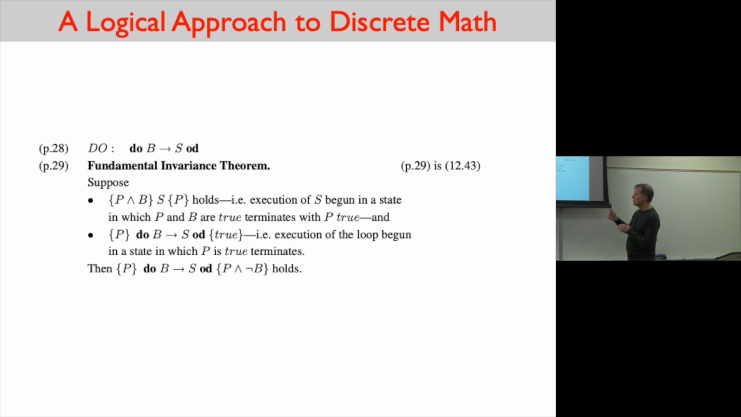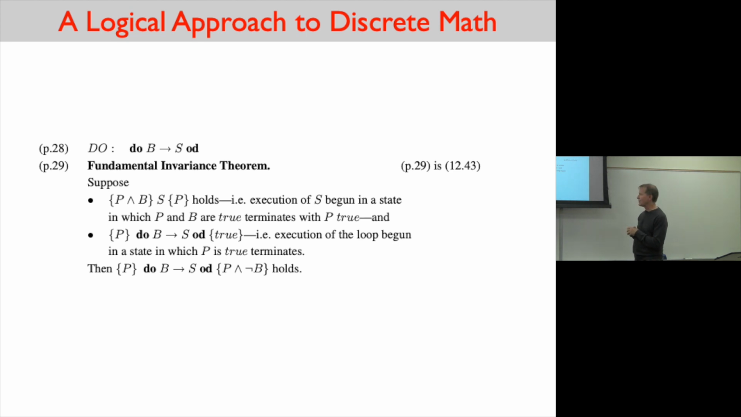And also, suppose that we have the following Hoare triple, {P} do B arrow S od {true}, in do guard B, if B then statement S. That is, execution of the loop begun at a state in which P is true terminates. Then the conclusion is we have {P} do B arrow S od, and then the conclusion is P and not B must be true.